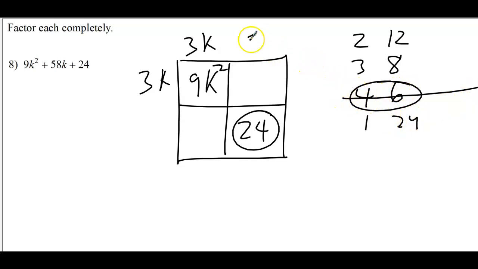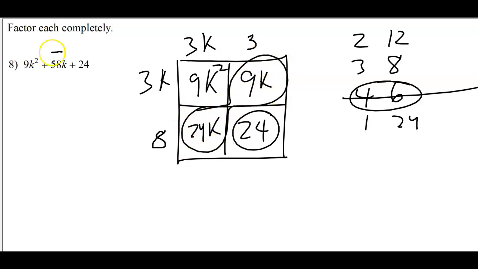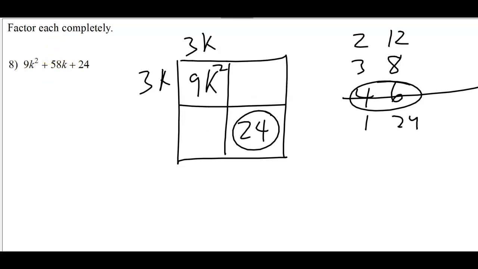Let's try 3 and 8. See if that makes any difference. Does 24 plus 9 make 58? Nope, no bueno. But good news is I don't have to worry about switching them around because once again, the 3's are the same, so switching it won't matter.